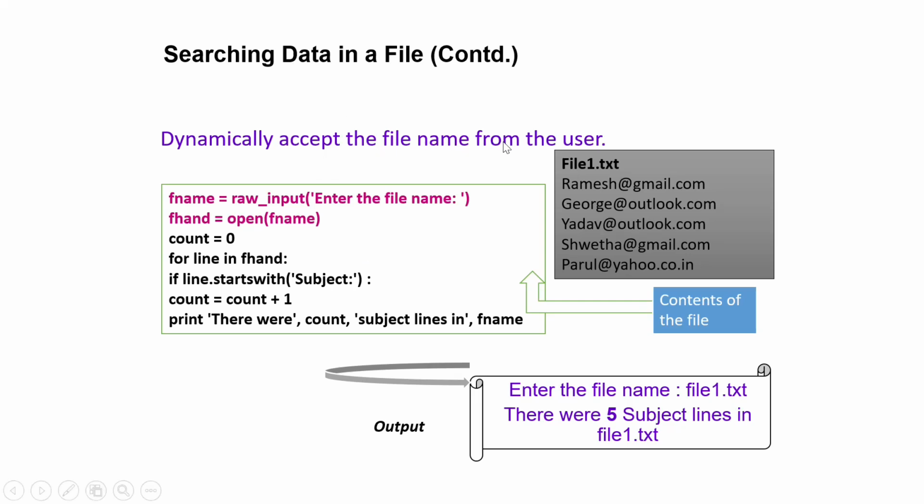Dynamically accept the file name from the user. As you can see, dynamically you can also use a file name: enter your file name, open. Then again you just use the loop to count it. So print the count of subject lines. Enter the file name like text.txt, and it shows the number of subject lines in the file text.